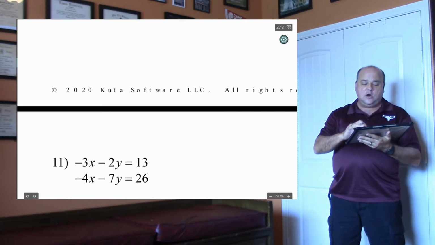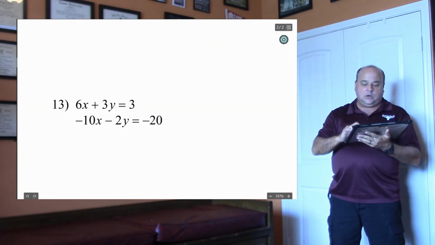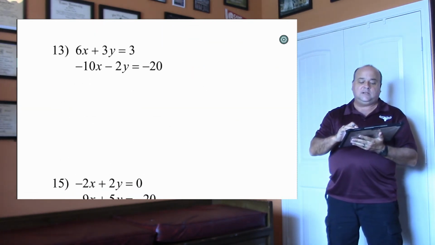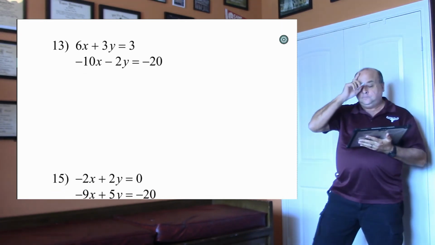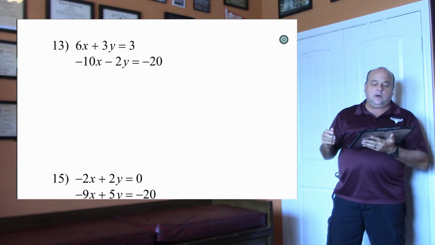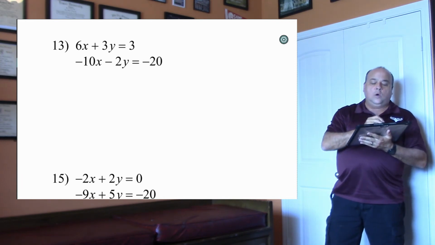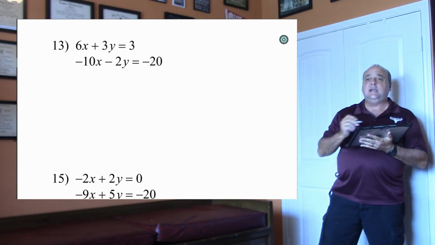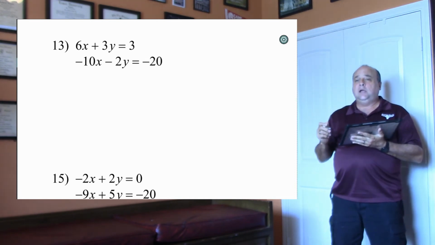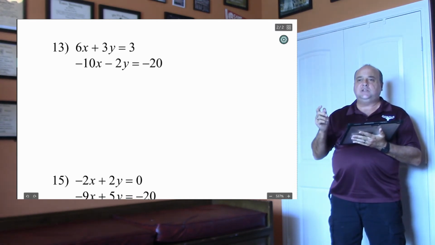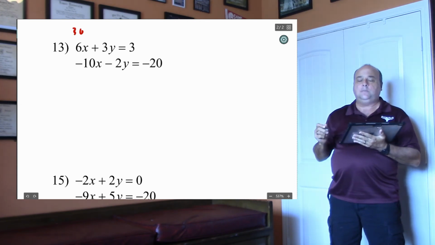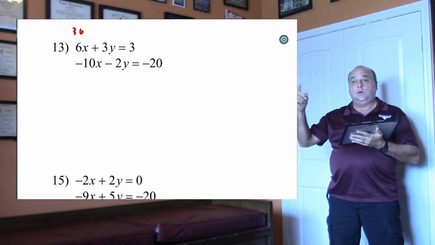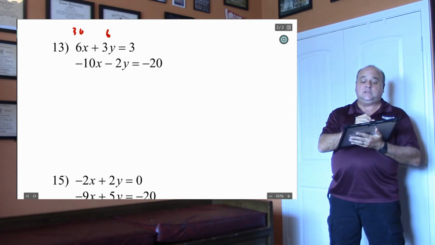Let's go down, turn the page, and I'll do 2 more for you. Let's go to number 13. Okay, on number 13, what's the smallest number 6 and 10 go into? Think about that. They both go into 30, so put a little bitty 30 up here. What's the smallest number 3 and 2 go into? They both go into 6, don't they?